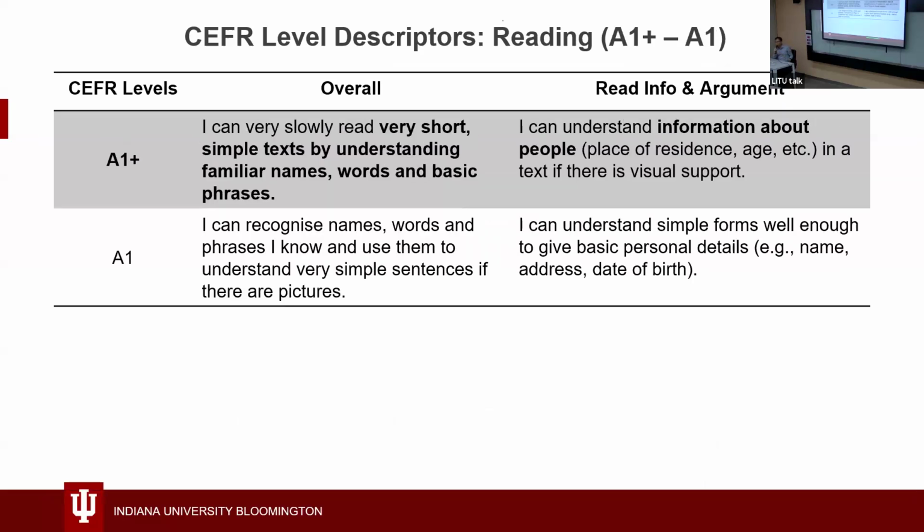A1, what makes A1 different from A2? The text is way shorter. So see the adverb: very short, simple text. They can only understand familiar names and words and basic phrases, right? And they can understand information about people. So they have a very limited level. It's easy to tell what level it is.